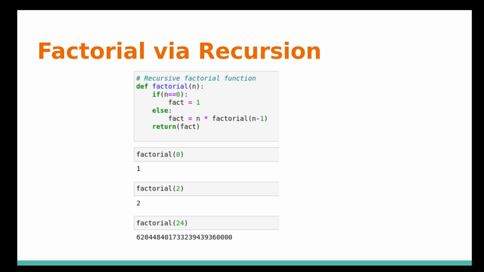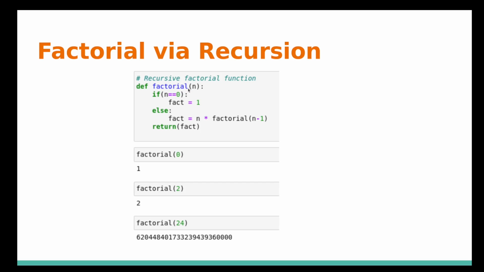If you look at it, for a recursive function we can define factorial n using def, which defines a function. The colon implies that there is a code block. My first if statement says n double equal to 0, which means I want the value of n to be equal to 0. When that happens, I define my fact to be equal to 1. Else, I say fact is equal to n times factorial of n minus 1.